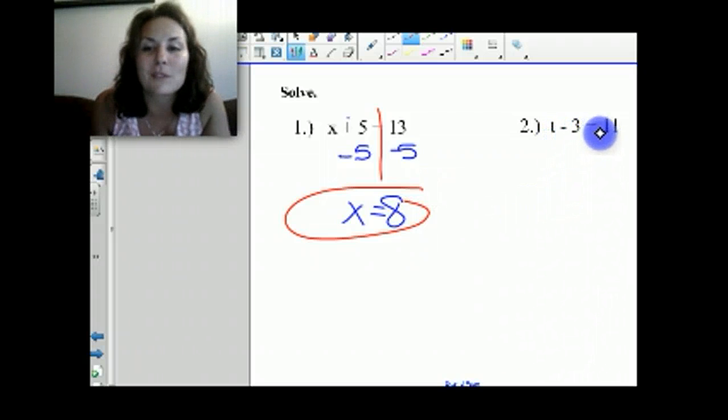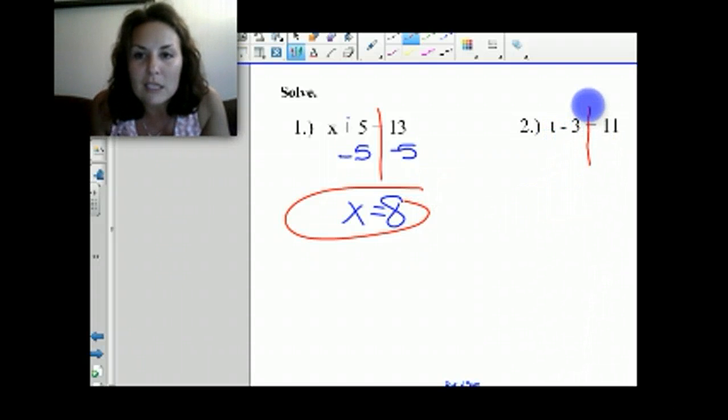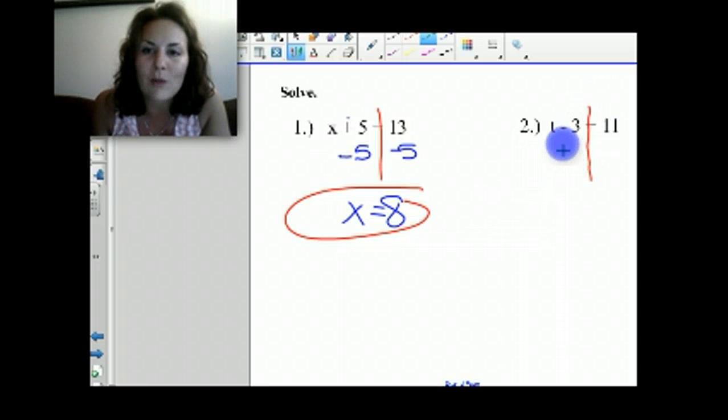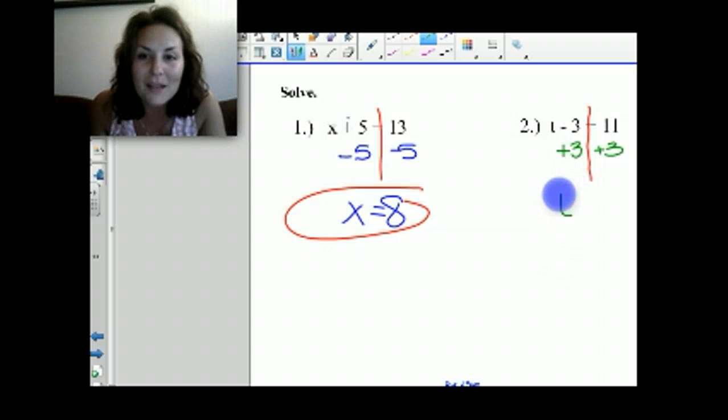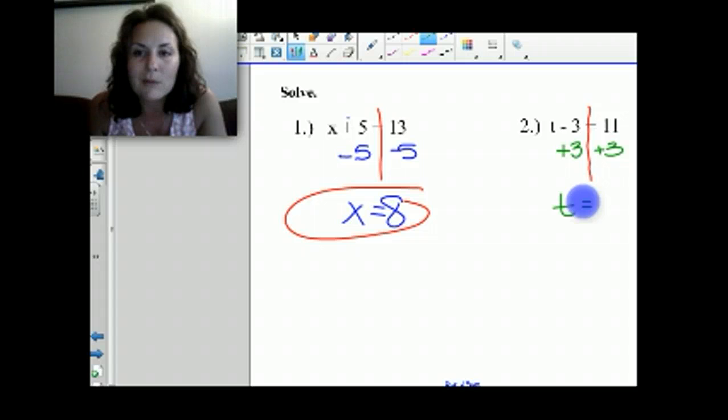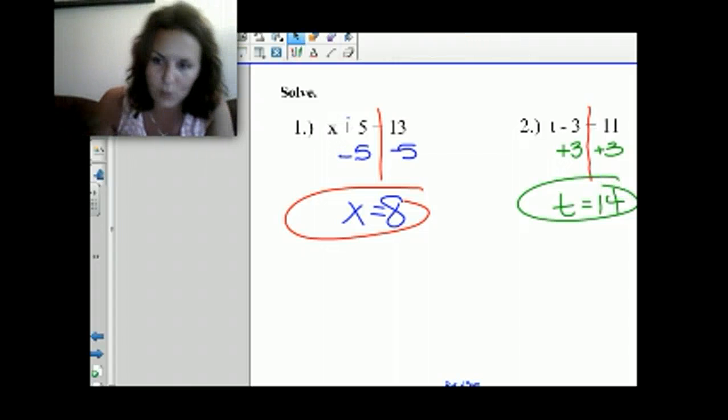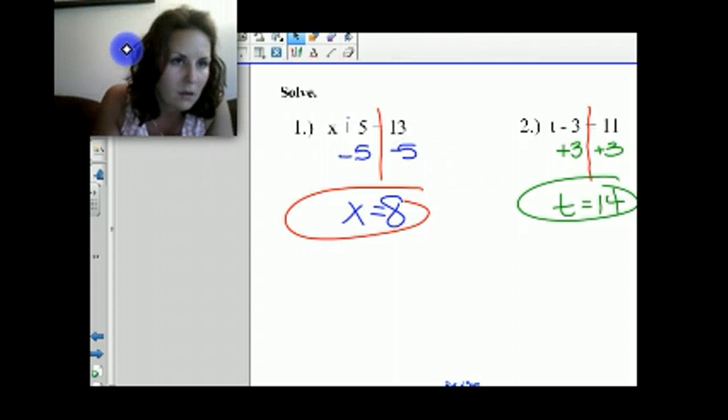Okay. t minus 3 equals 11. Here's our equal sign. We undo subtraction with addition, so I'm going to add 3 to both sides. Negative 3 plus 3 is 0. That's the whole point. So it cancels, because t plus 0 is just t, equals 11 plus 3, which is 14. So our answer is t equals 14. Alright.